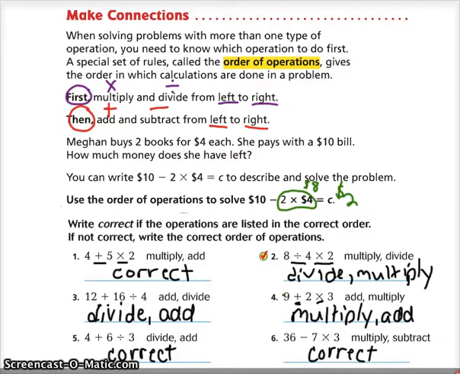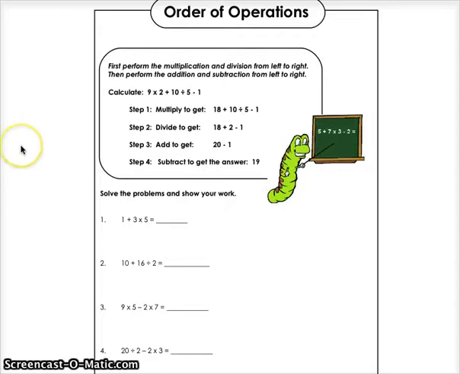at some problems that have more operations listed. Up at the top here, we see the rules reiterated for us. First, we perform multiplication and division from left to right, and then we perform addition and subtraction from left to right. So in the example here, we have 9 times 2 plus 10 divided by 5 minus 1. Step 1 would be to multiply, because again, we multiply and divide first from left to right.